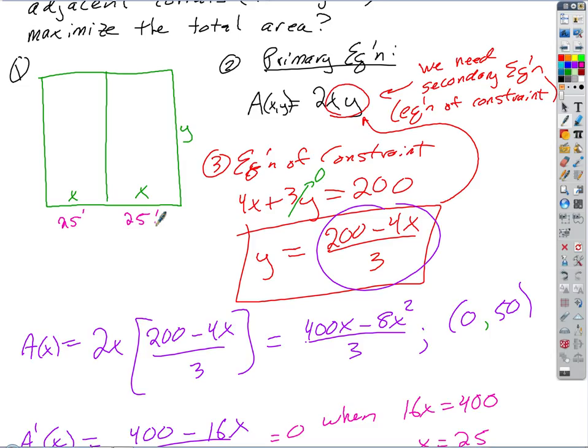So your total answer is x equals 25 and y equals 33 and a third feet, so 33 feet 4 inches. All it is, is 100 divided by 3, right? So we could have just said that's 100 thirds feet too. Okay? Make sense?